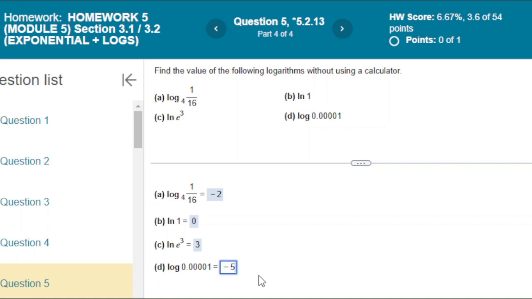In fact, you could even type this into your calculator. Your calculator should have a log button, and that means log base 10. It should also have a natural log button. But the question is really 10 to the what power equals this? Well, 10 to the -5th power.